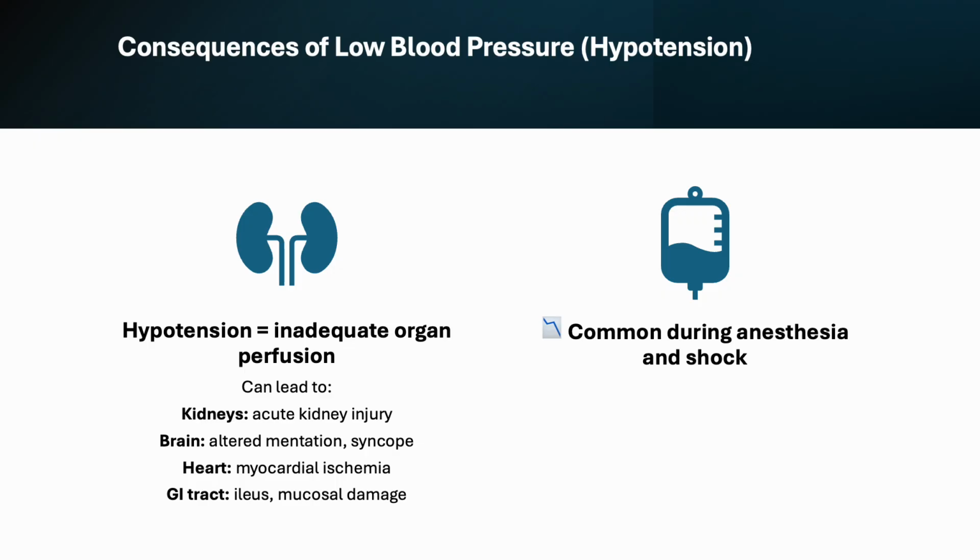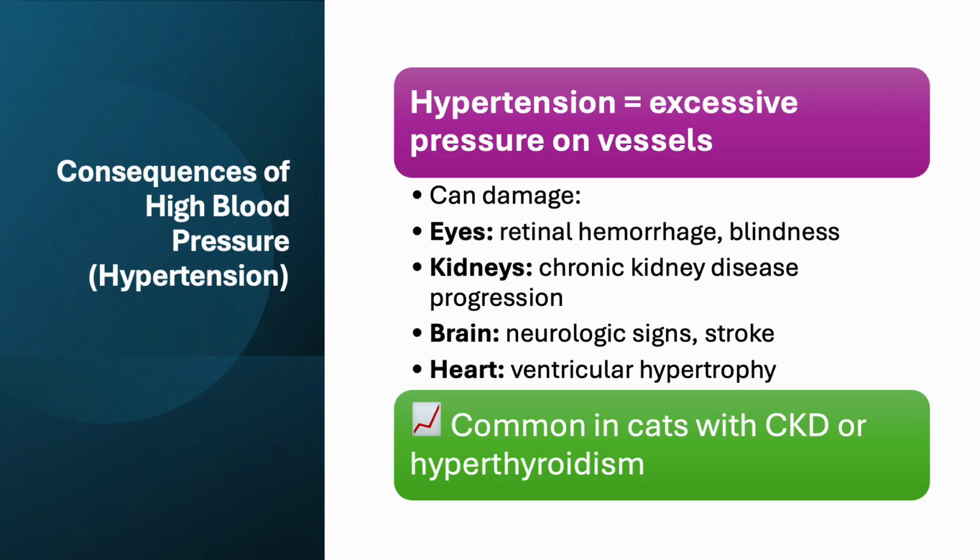Hypotension is very common during anesthesia, secondary to anesthetic drugs. Hypertension causes excessive pressure on vessels and can damage the eyes, kidneys, brain, and heart, among others. Hypertension is common in cats with CKD, chronic kidney disease, or hyperthyroidism.